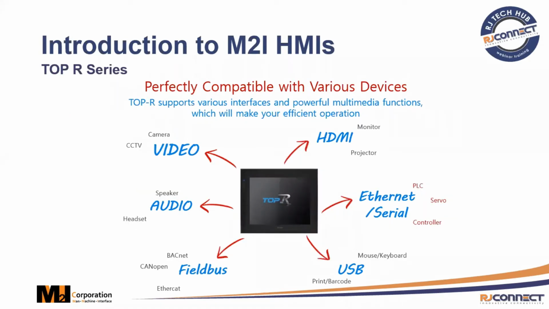Very nice about the top R series is the compatibility with various types of devices. It's a USB host, so you can incorporate a barcode printer or a mouse and keyboard, Ethernet and serial interfaces for connecting to controllers, servo drives, etc., or PLCs, audio outputs for headsets or speakers, video input for cameras or CCTV, as I said, HDMI output, and also field bus capabilities like BACnet, CANopen, and EtherCAT.